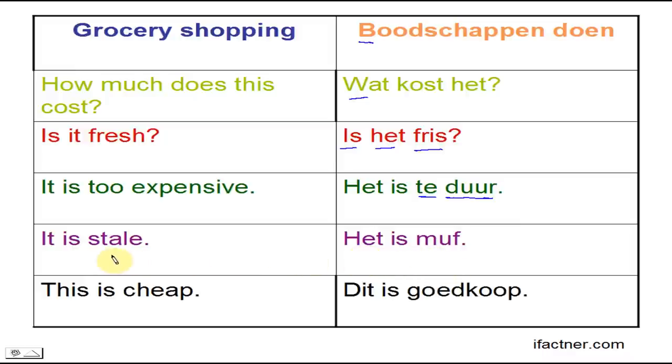It is stale. This is cheap. Dit is goedkoop. Goedkoop is basically cheap. This is cheap. Dit is goedkoop. So guys and girls, let's start our practice session.